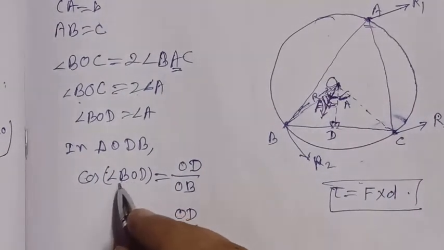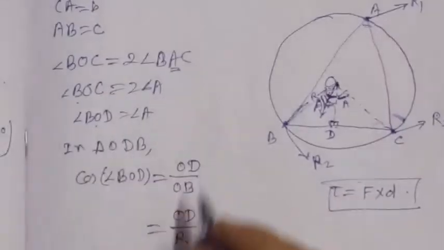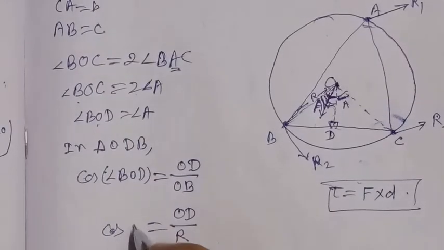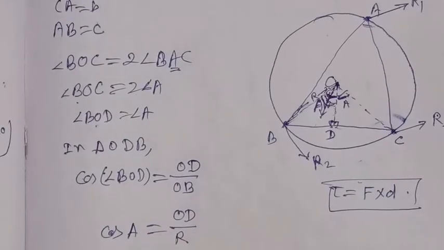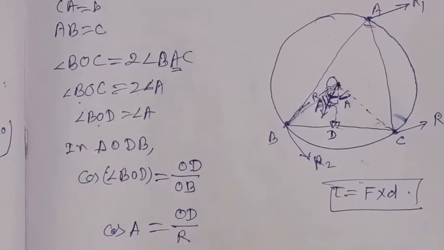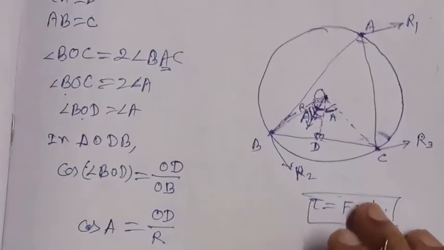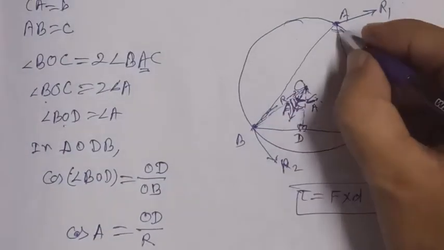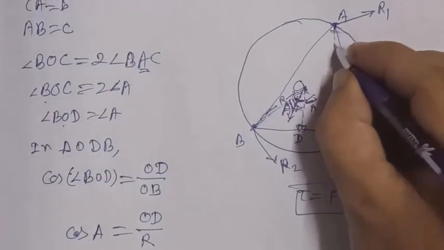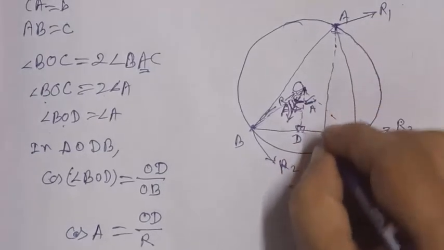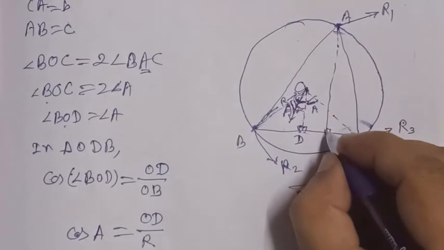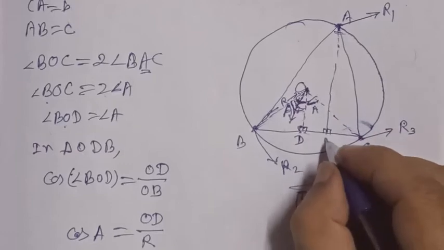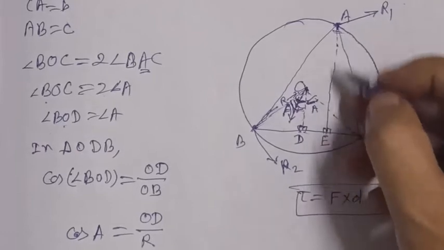We can write angle BOD is equal to angle A, so cos A is equal to this. This implies that OD is equal to R cos A. Now I have to find the distance from A to BC. So draw a perpendicular from A to BC, let it meet at the point E. So we have to find AE.